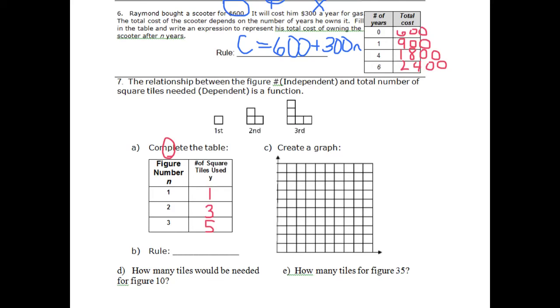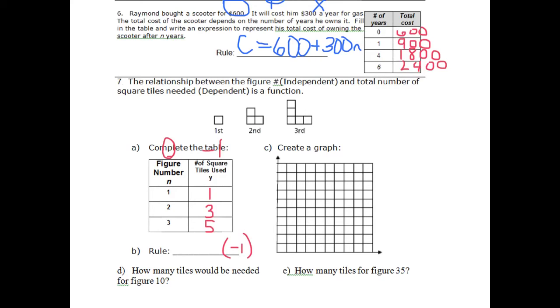Working this backwards, 5 to 3, we're going down 2. 3 to 1, we're going down 2. So what is 1 minus 2? -1. So our starting point, we've just worked our table backwards, is going to be this -1. So let's go ahead and put -1 as our starting point.